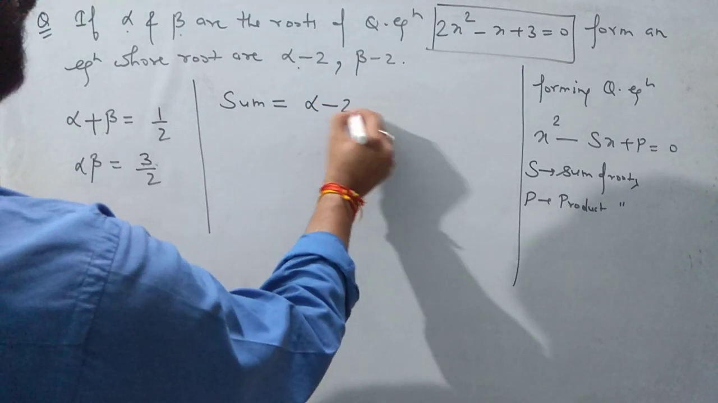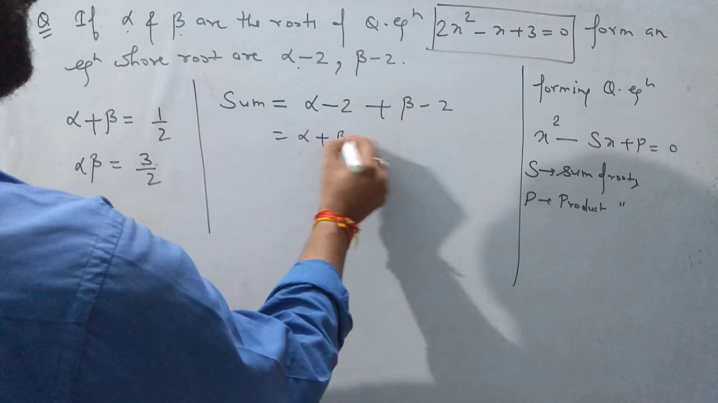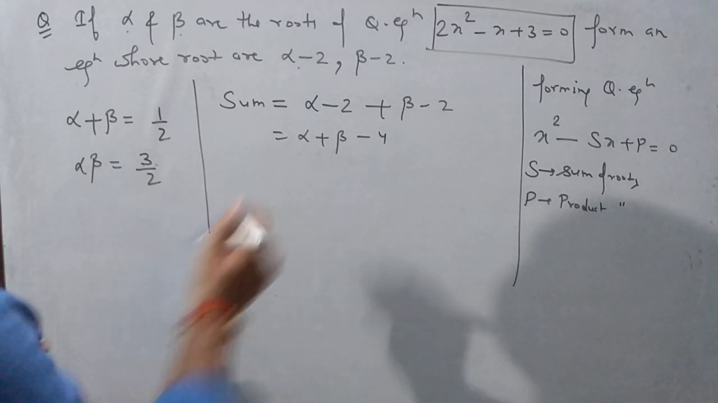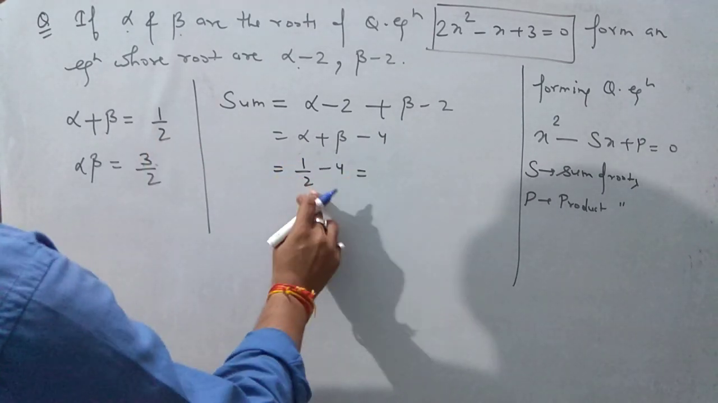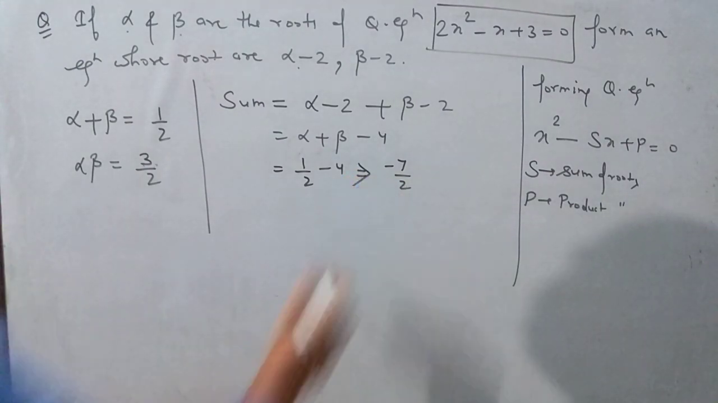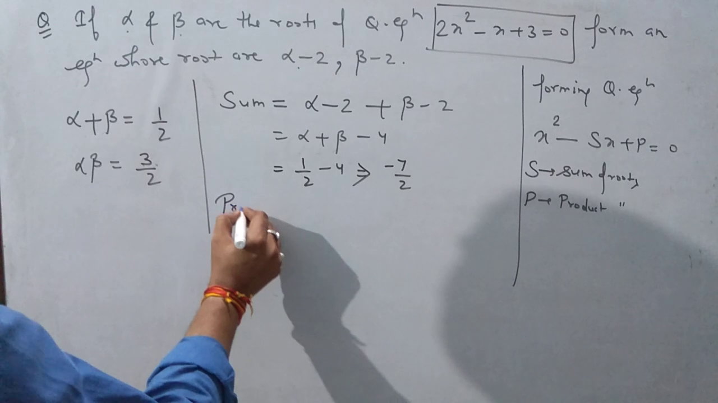So first we find the sum of alpha minus 2 and beta minus 2. So alpha plus beta minus 4. In place of alpha plus beta, we put 1 by 2 minus 4, which is minus 7 by 2. So this is the way we can find the sum. After getting the sum, we need the product.